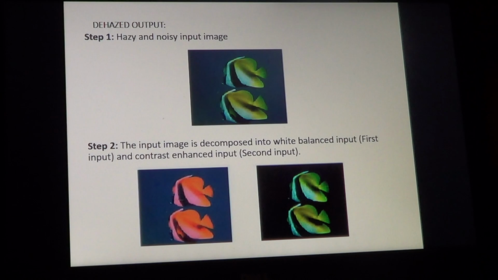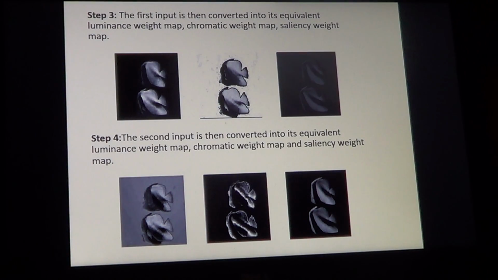So after that, the input image is divided into two inputs, the white balanced input and the contrast enhanced input, and I have explained what happens in both of the inputs. So I move on to the next slide, and this is the first input, which we are going to weight by three weight maps. The first one is the luminance weight map, the second is the chromatic weight map, and the third is the saliency weight map.